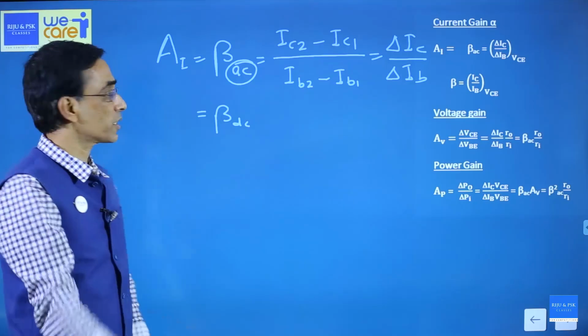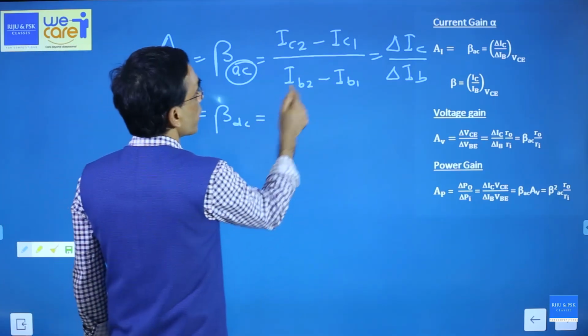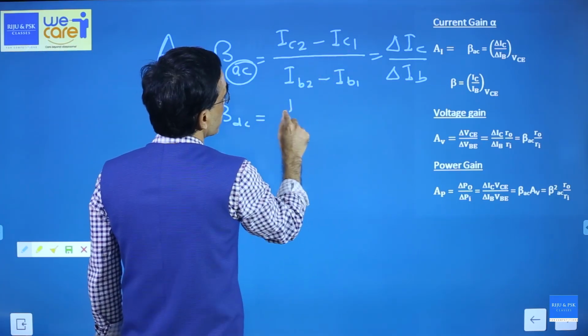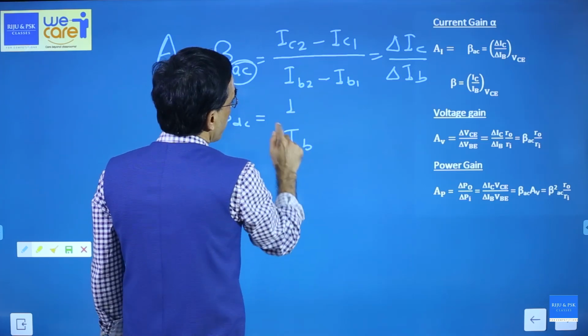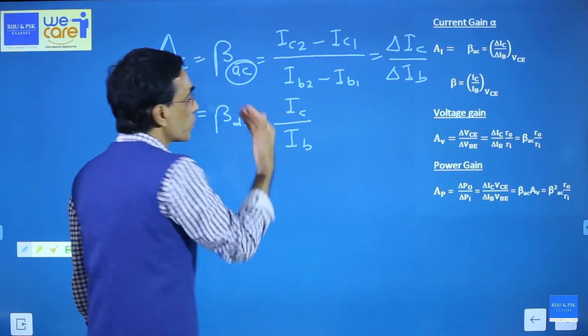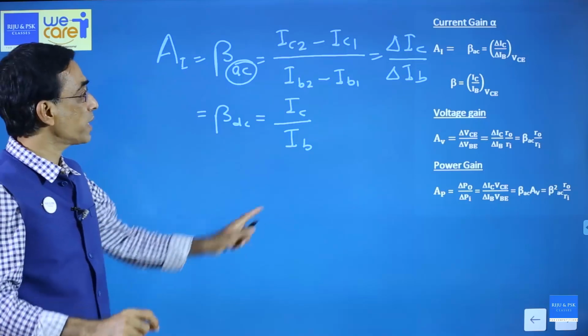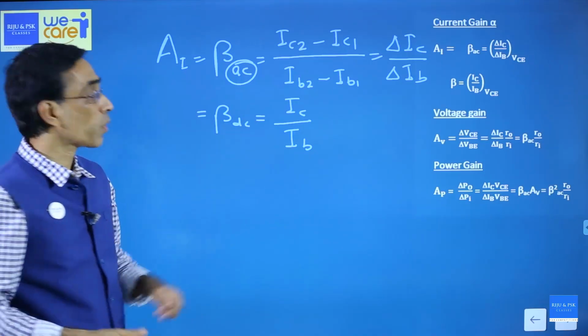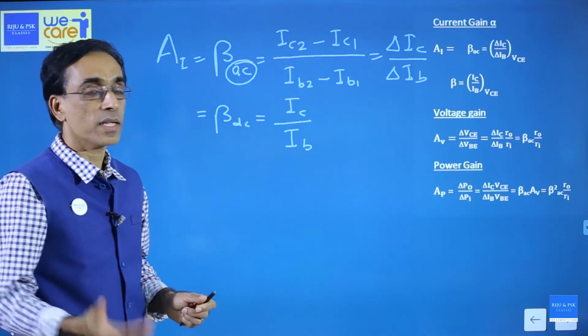Dynamic, it's a variation. But beta DC means we are not taking different ranges, rather we will have one base current and correspondingly there will be one collector current. You take the ratio directly, one base current, one collector. That's why we call it beta DC. For all of them this is possible, AC and DC values, fine.